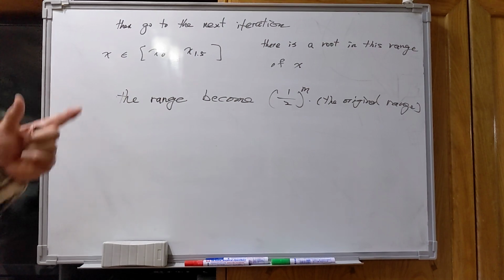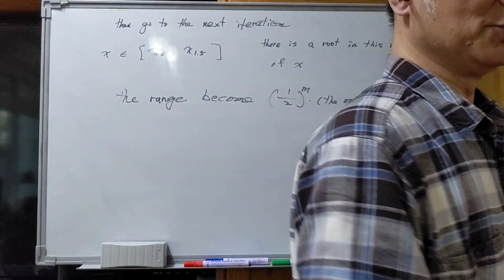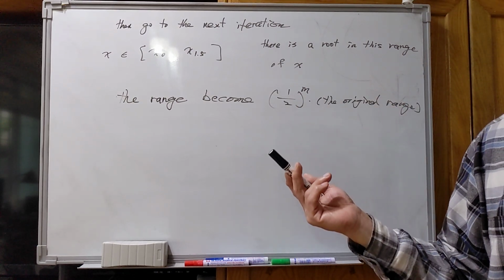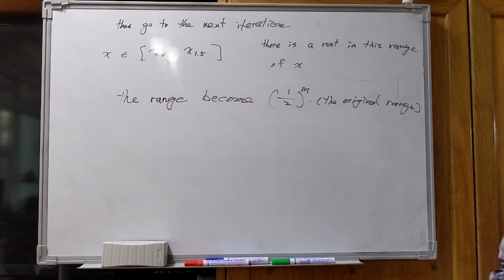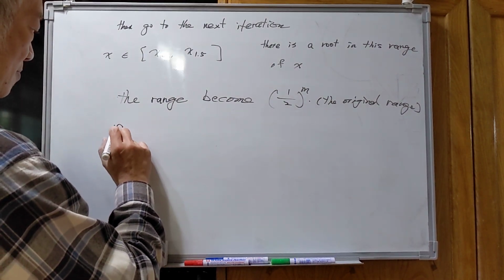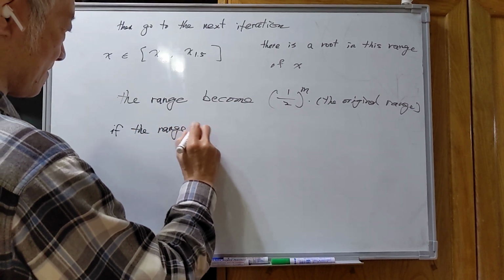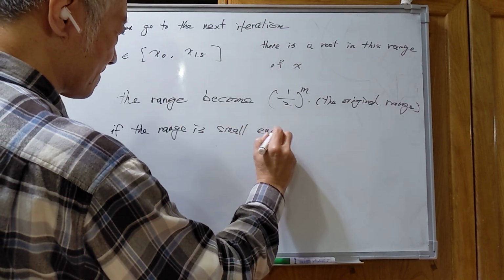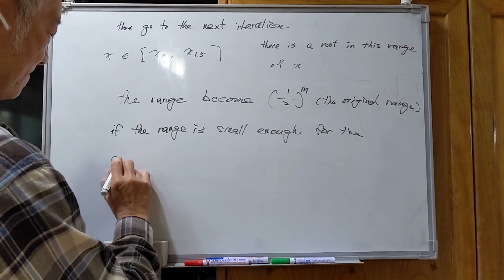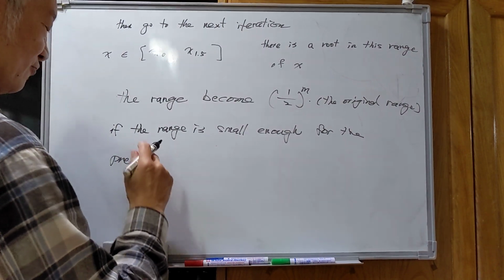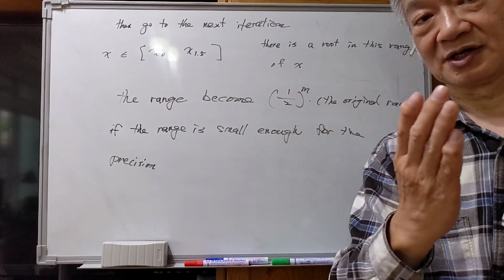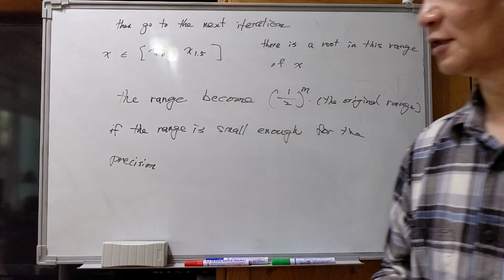The considered range will be one half raised to the n times the original range. So the range will become smaller and smaller. After several iterations, the range is small enough. If we consider the precision requirement for the problem, the range will become smaller and smaller.